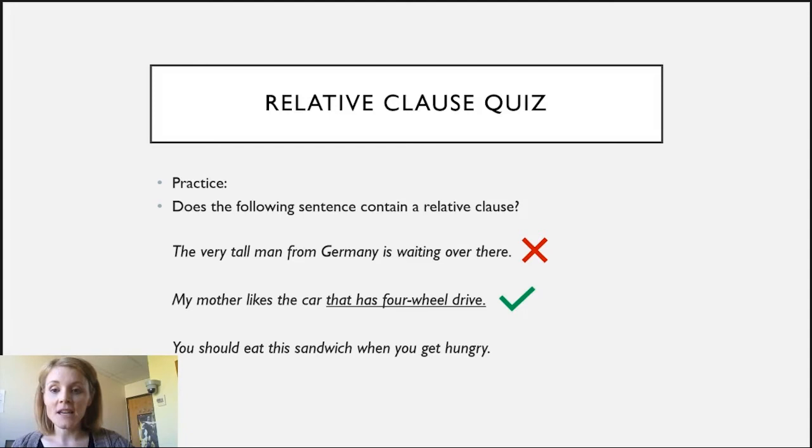Our third sentence, "You should eat this sandwich when you get hungry." So we have our main verb eat, and then we have our main verb get. So we have two main verbs. This is a complex sentence. Our subordinate clause is "when you get hungry." And "when you get hungry" is modifying the verb eat, right? It's not talking about what type of sandwich it is. It's talking about when the action of eating will take place. So since this is modifying a verb, it's an adverbial clause, and so our answer would be false. This sentence does not contain a relative clause.